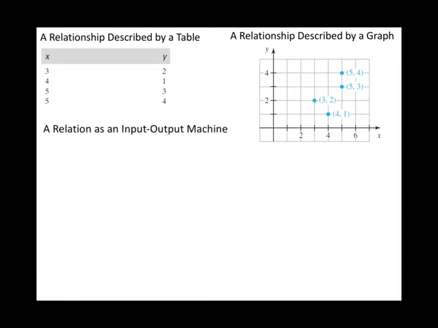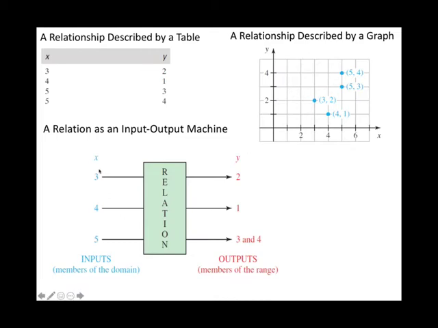A relation as an input-output machine. So you could think about it. The x here is going to be my input. When I have a coordinate of x equal to 3, we plug into a relation machine. The output will be y equal to 2 here. Another coordinate, 4 and 1. So 4 will be the input. Plug into the relation, the output is going to be your 1 in here.